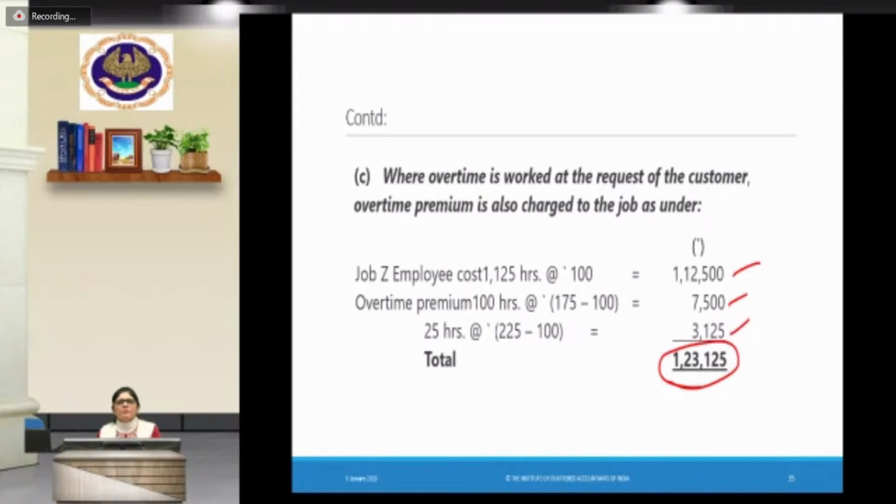The only fundamental is: if overtime is considered normal, it should be part of your normal working cost. Otherwise, it should be part of the overhead, or the profit and loss account, or the particular job.